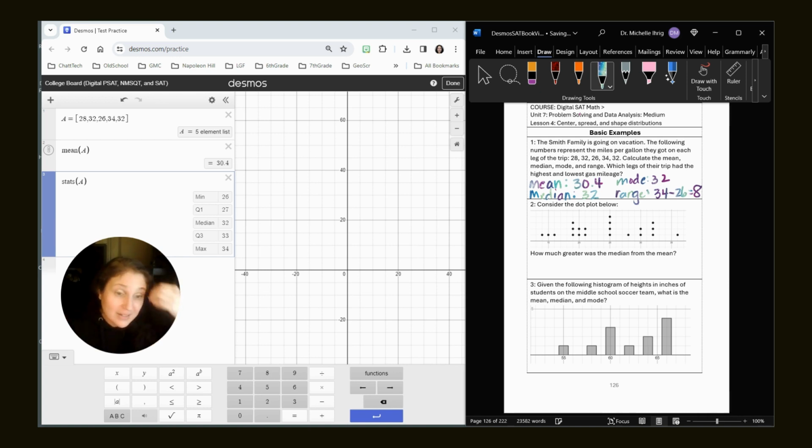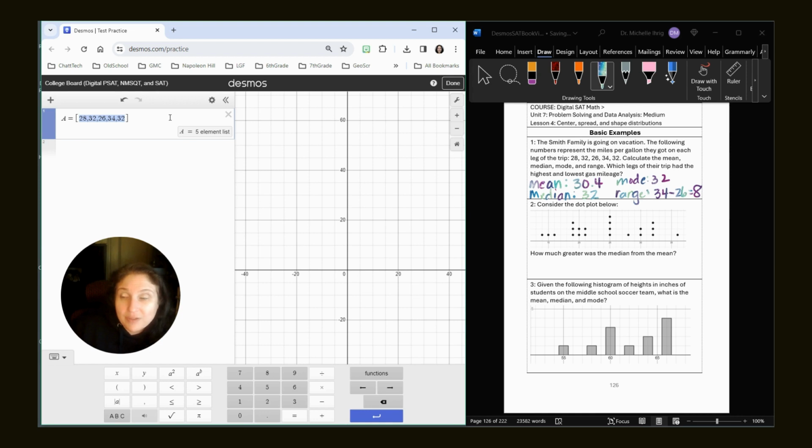All right, let's look at the next one. Isn't it amazing? It's amazing. How much greater was the median from the mean? We're just going to type in the set, and I want to show you something super easy. Every time we see a dot, we're going to type that number. There's 1 dot at 14, because there's 1 dot at 15 and the dot at 14 is right before it. Then we have 1 dot at 15 and 1 dot at 16. 17 doesn't have any dots. 18 doesn't have any dots.